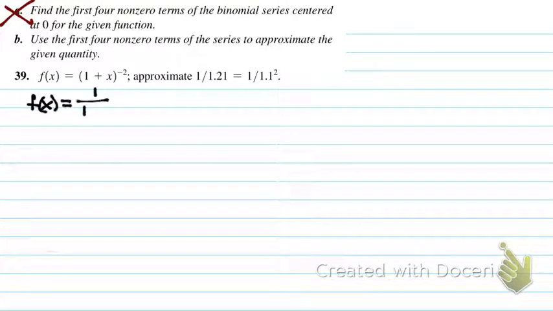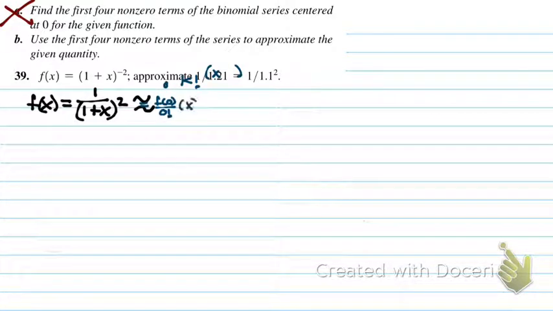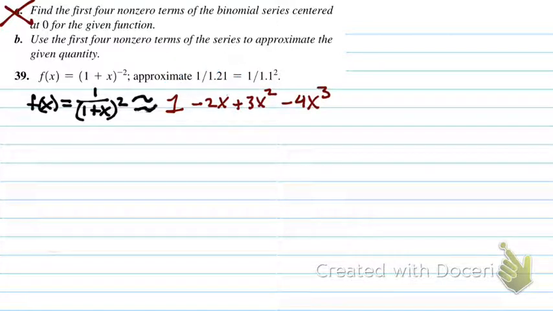Part 2, we're going to use the first four non-zero terms of the series to approximate. That's what we have: the first four terms of our series for that binomial expansion. We're going to take those first four, and we need to find out what our x is. We see they want us to approximate 1 over 1.21, which is 1 over 1.1 squared.